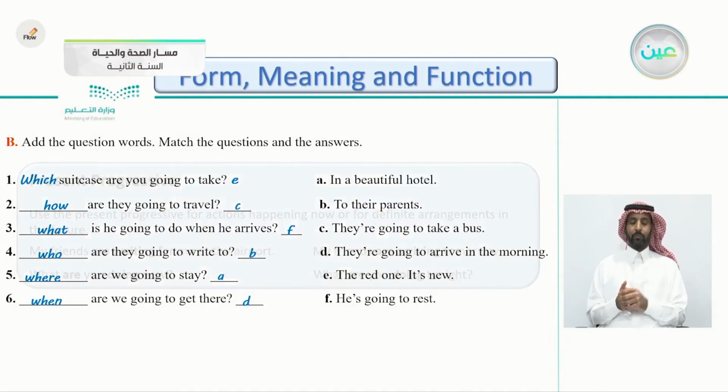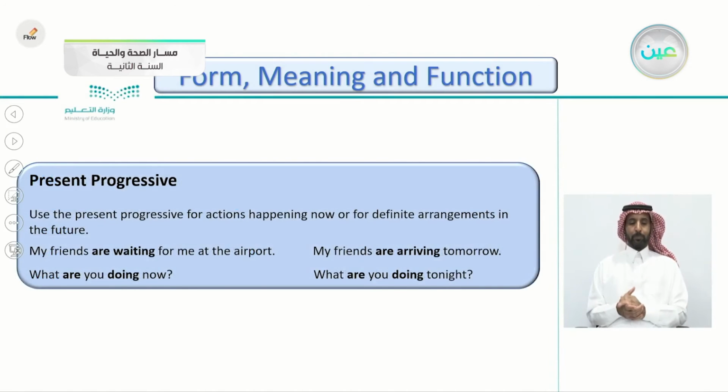They're going to arrive in the morning. Then we continue with the present progressive. We use the present progressive for actions happening now and for definite arrangements in the future. For example, here, my friends are waiting. This is the progressive here, be and ing. My friends are waiting for me at the airport.